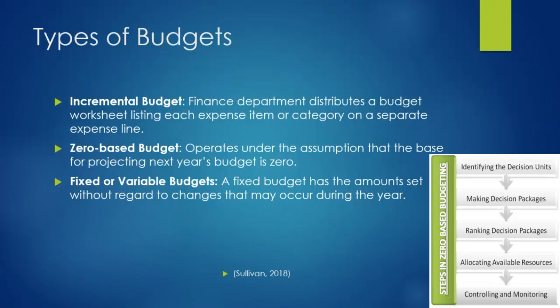The last type is a fixed or variable budget. A fixed budget has the amount set without regard to changes that may occur during the year, while a variable budget is developed with the understanding that adjustments may be made.